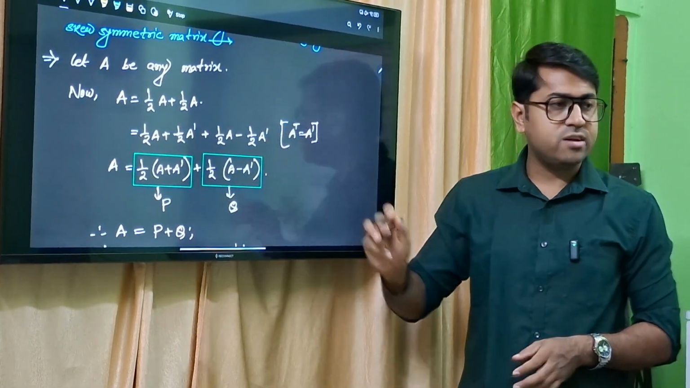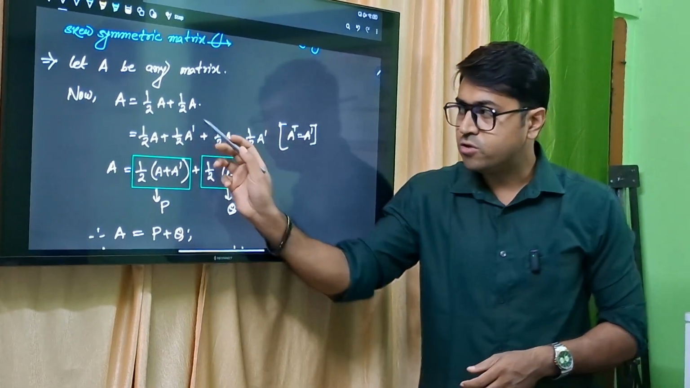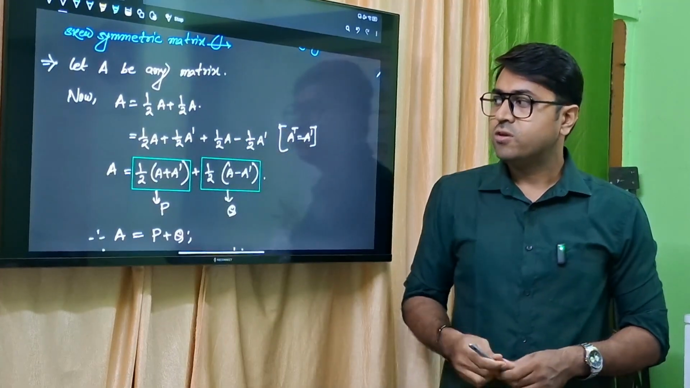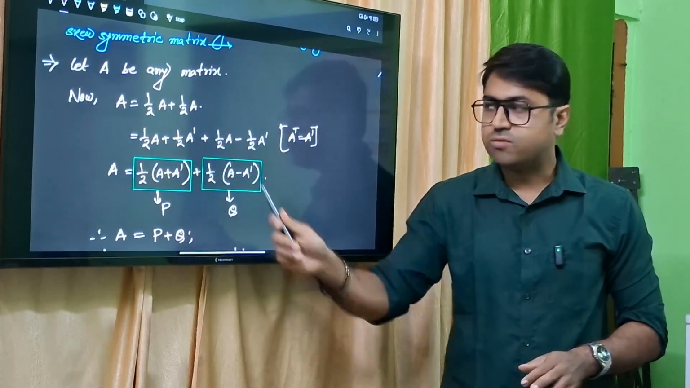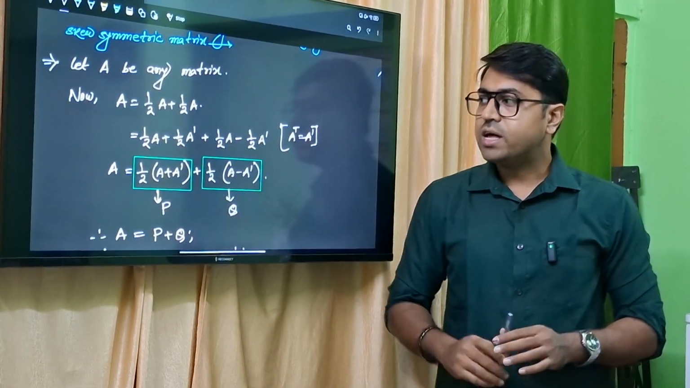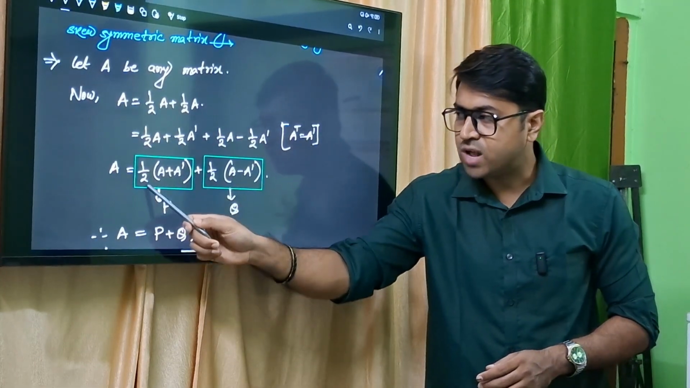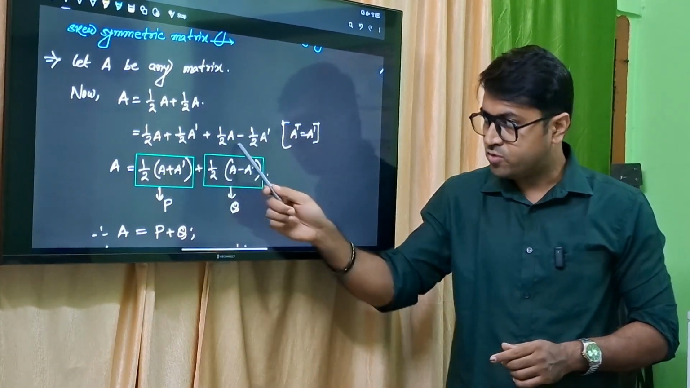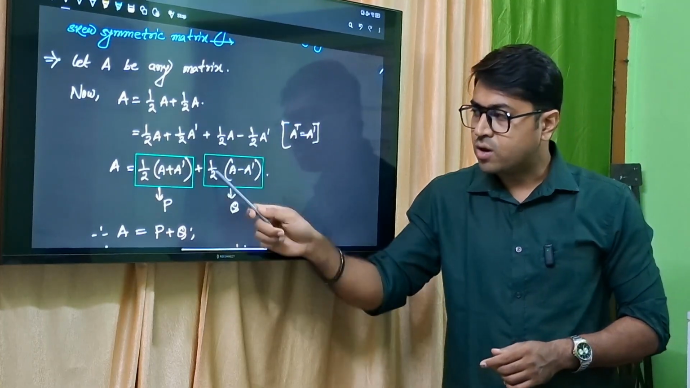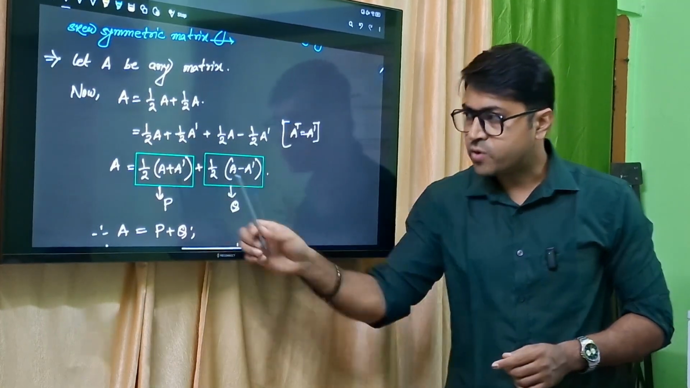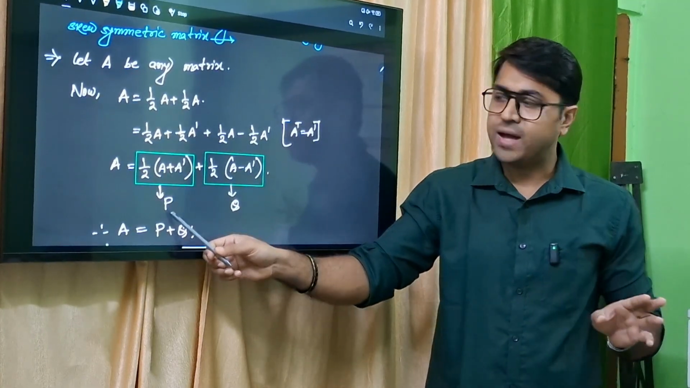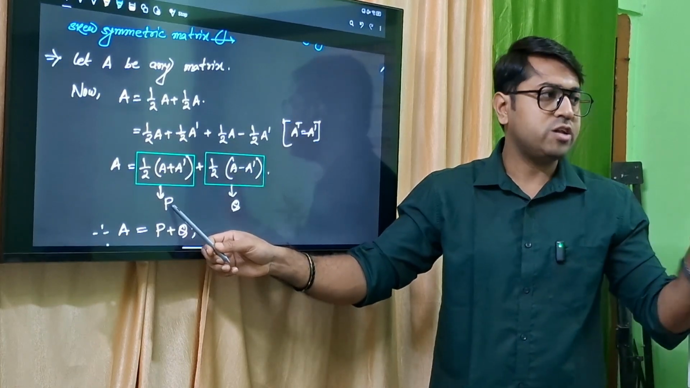A dash means A transpose, I can write A dash. So I have introduced half A dash and minus half A dash, so both will get cancelled normally. That is why I have introduced that. Then I have taken this half A plus half A dash together by taking common half, that is A plus A dash, and these two by taking common half, that is A minus A dash. So A plus A dash, after calculation it will come as a matrix P.